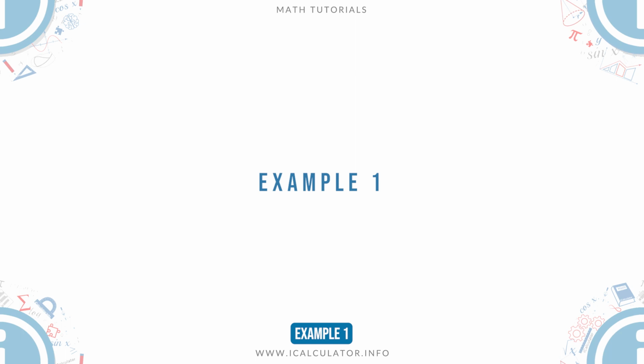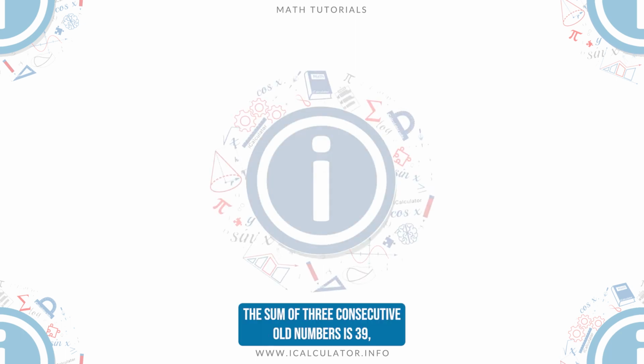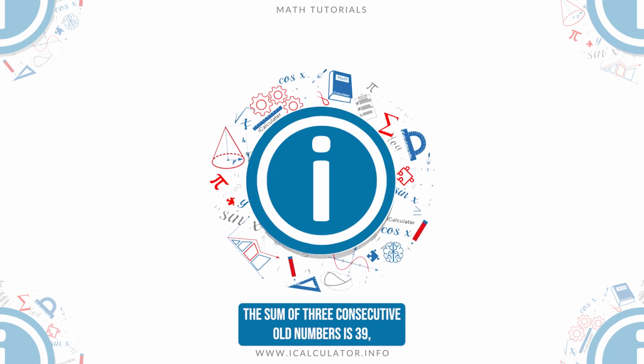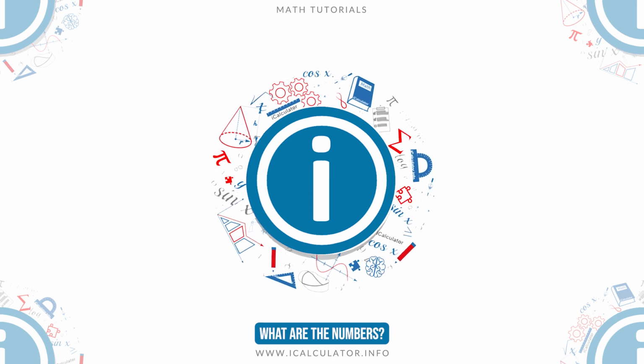Example 1. The sum of 3 consecutive odd numbers is 39. What are the numbers?